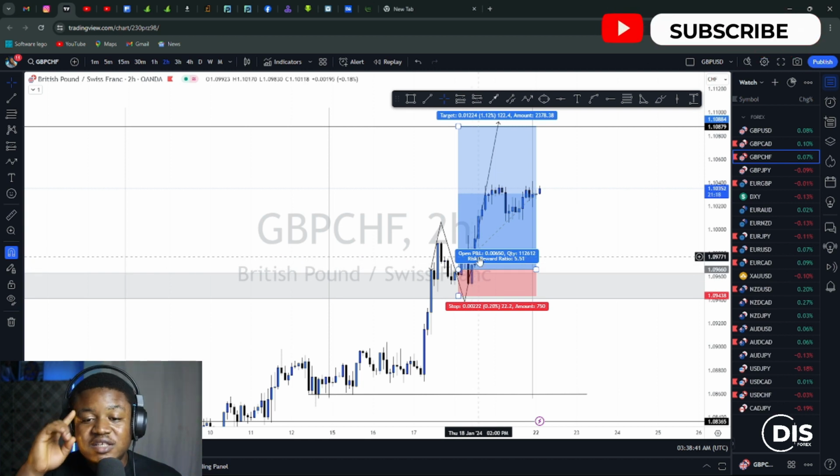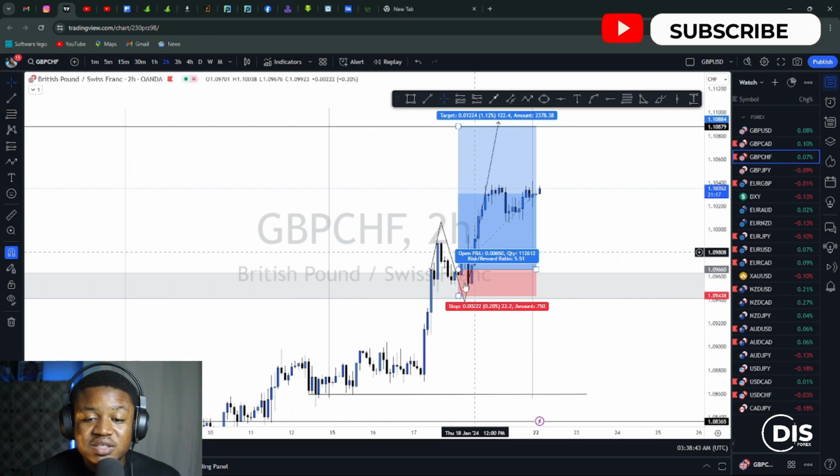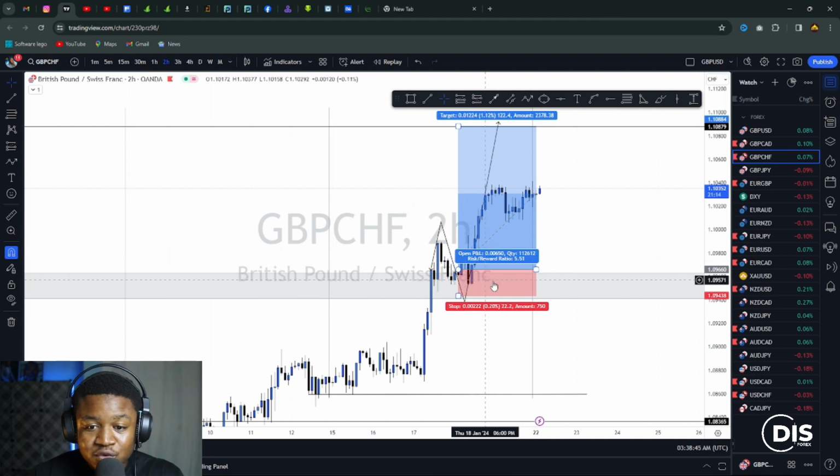Psychology is at play here. You have to wait. Trading is a lot of waiting and patience. So I waited very patiently and entered this trade. I risked about 22 pips on this one, GBP CHF, 22 pips for a reward of 122.